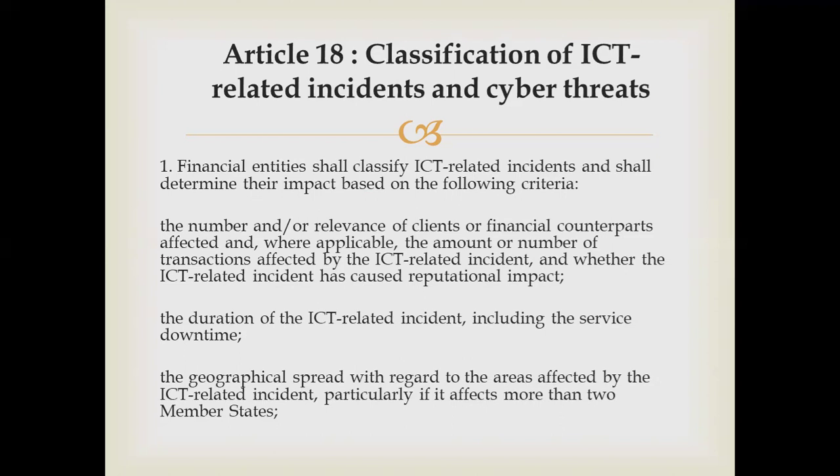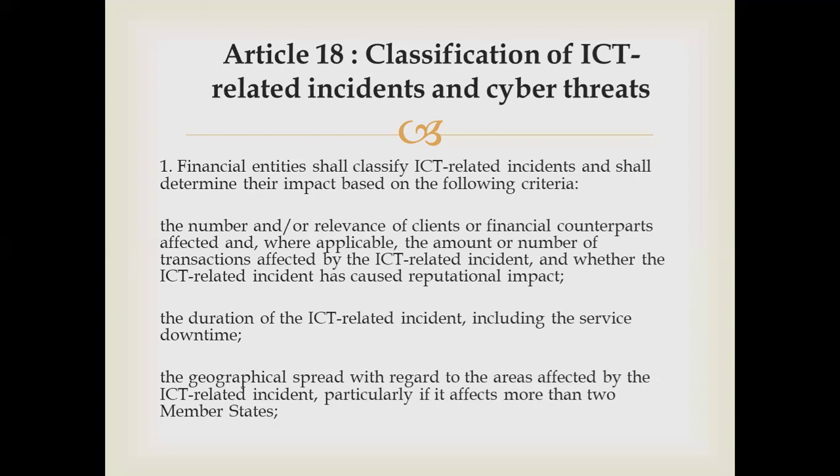You have to look at the geographical spread with regard to the areas affected by the ICT-related incident, particularly if it affects more than two member states. So if you have an incident that affected just one branch, maybe out of 10 branches, you can't compare it with something that affected 3 branches, or an incident that shut down the entire 10 branches, or even also shut down your GR. That was a case recently, where the incident affected the entire production environment of the organization, and also affected the disaster recovery environment of that particular organization. That is a big problem, basically.